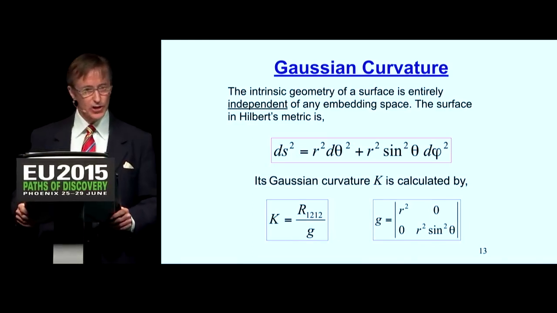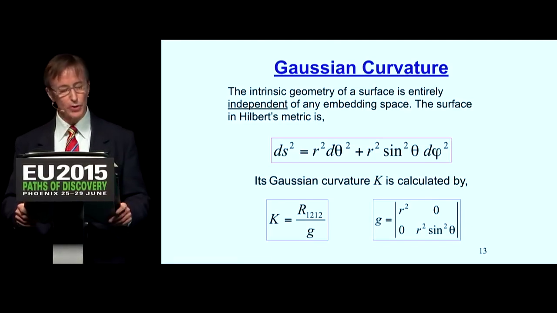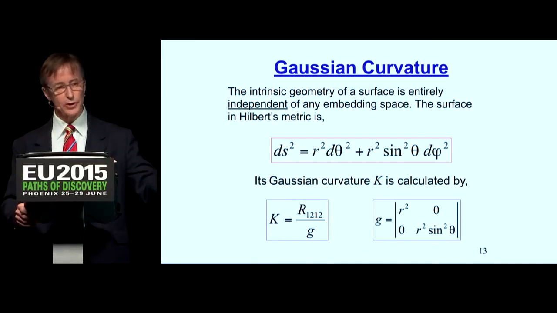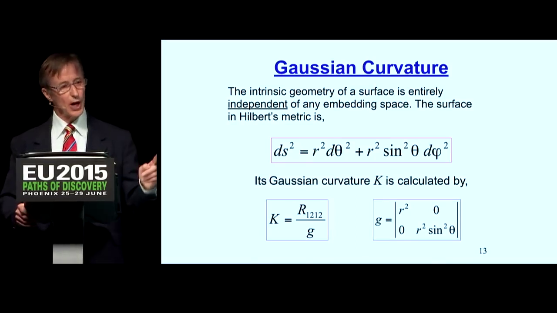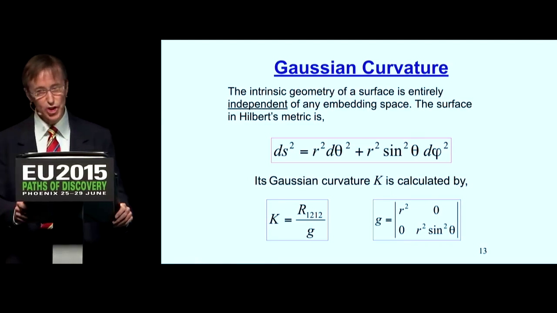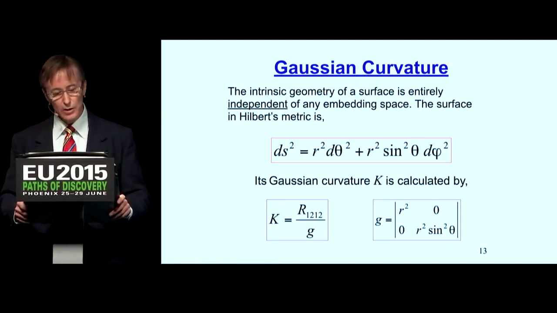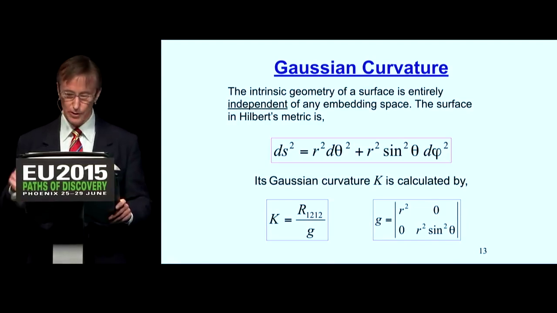Now, if we calculate the Gaussian curvature of a surface, we can do this by using K equals 1 over R1212 over g. g, we saw before, is the determinant of the metric tensor, and R is what? This is a component of the Riemann tensor of the first kind. We won't get into that. All you need to know is that's what it is. And what's g? Well, we see in this case, g11 is R squared. g12 and g21 are 0 because they don't appear. And g22 is R squared sine squared theta. They're the coefficients of the variables.